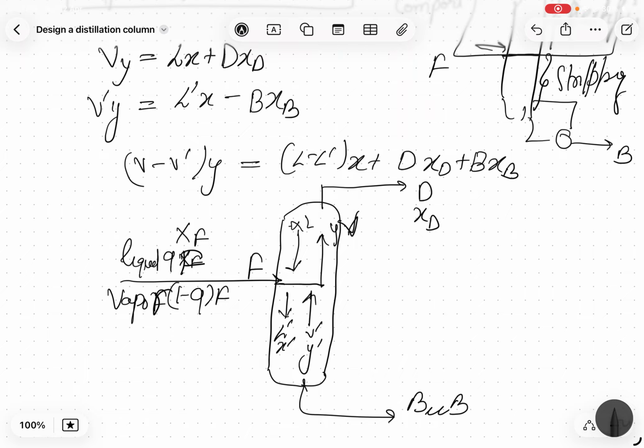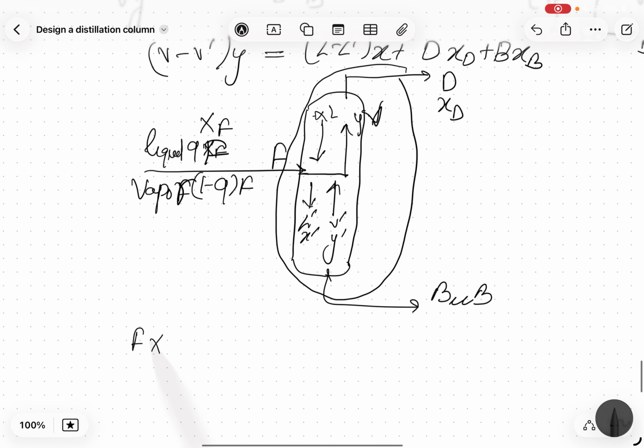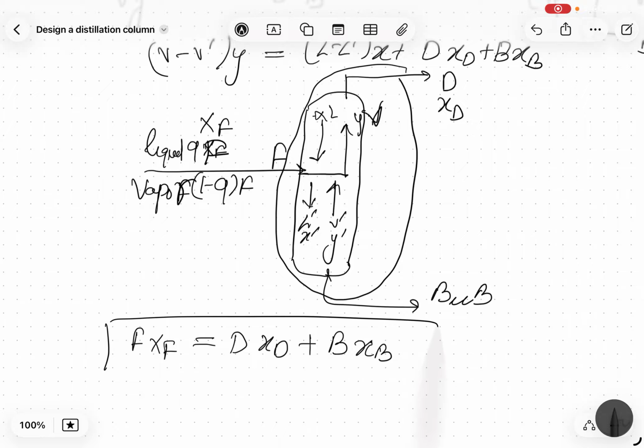After arranging these two, I will make the balance on the entire column. For the entire column, feed is coming in as F times XF, and the amount of the most volatile component leaving is B XB and D XD. So this is the overall mass balance. Now substituting L dash minus L, V dash minus V.